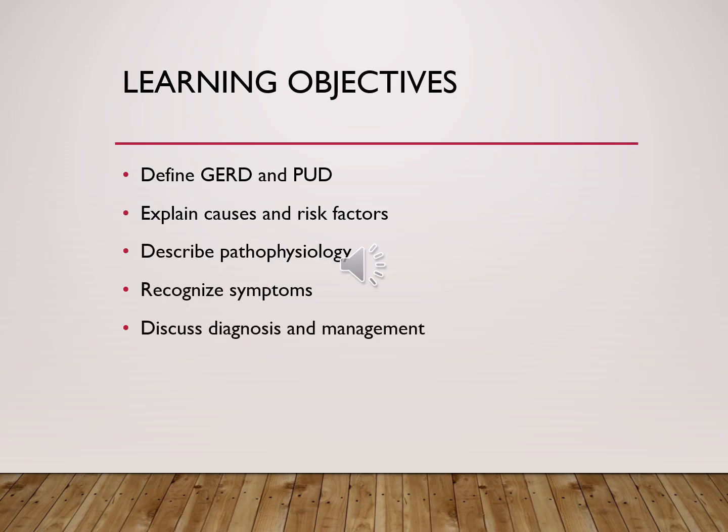The learning objectives of our topic. First of all, define gastroesophageal reflux disease and peptic ulcer disease. The next one, explain causes and risk factors. The third one is describe pathophysiology. The fourth one is recognize symptoms. And the last one is discuss diagnosis and management. This is our learning objective that we cover in our slides today. So now we will move to the introduction part.